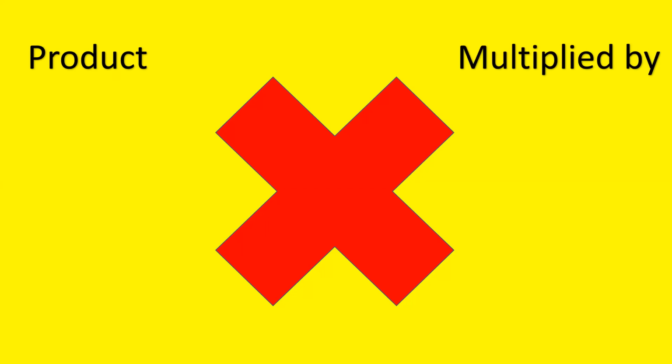Some of the math words that go with multiplication are product, multiplied by, times, factor. So when we see these words in a word problem, we are going to think about multiplying our numbers. So product, multiplied, factor, and times. These are all multiplication words.